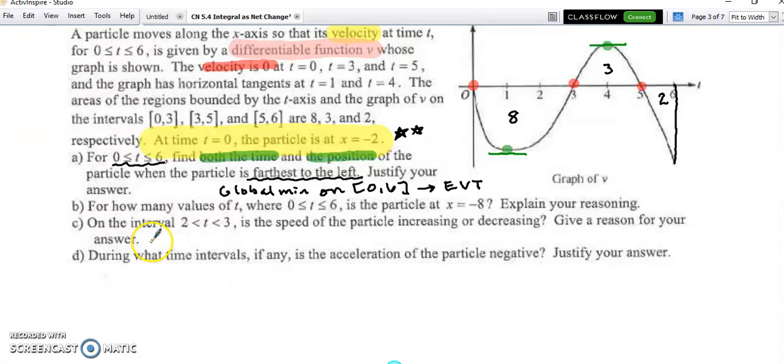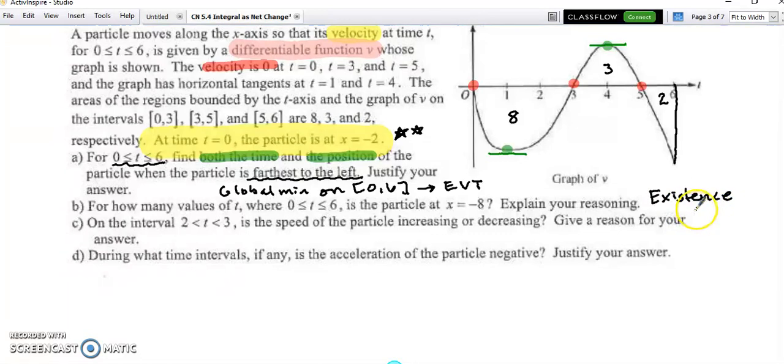All right, let's see what we're going to do in B. For how many values of t between 0 and 6 is the particle at x equal to -8? This is the position of the particle, right? When is the particle at x equal to -8? So we're looking to show that there exists. We're looking for existence. So this is one of those existence theorems.